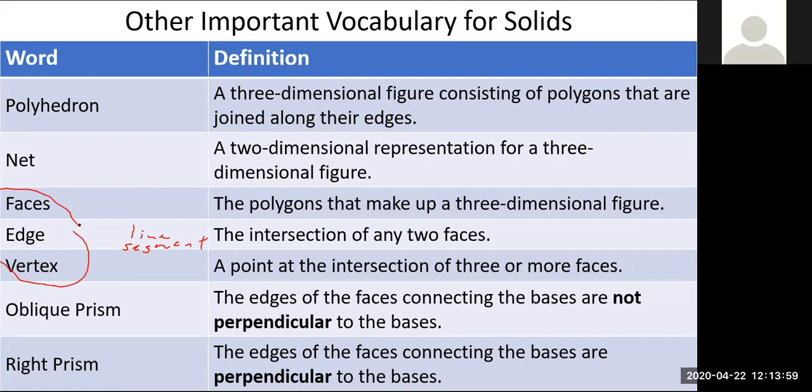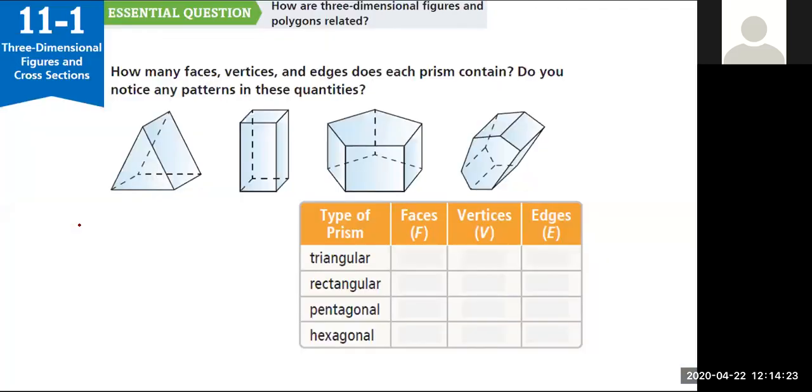So oblique prism, there are two different types of prisms. Oblique prism, and really you can do this for any one of the shapes. An oblique prism basically looks like a slanted figure. A right prism is straight up and down. So in oblique prisms, the sides are not perpendicular to the bases, whereas in a right prism the sides are perpendicular to the bases. All right. Okay, that does it for the basic definitions that you should be familiar with.